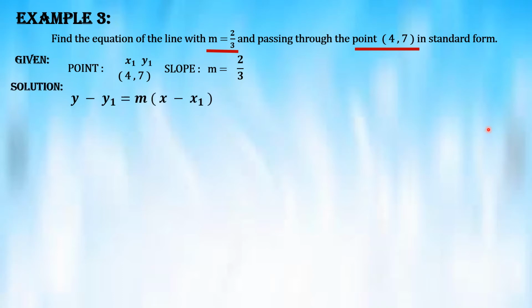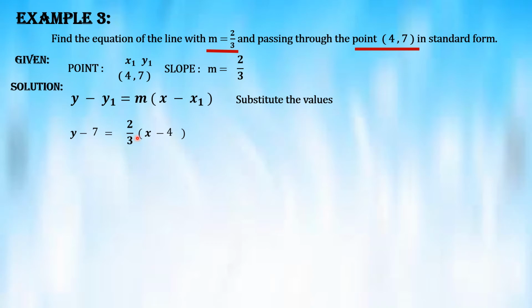So here's our solution. So of course, our formula. So, substitute lang natin yung mga values doon sa formula. So, we have now y minus, ang y sub 1 natin is 7. Then, yung m natin is 2/3. And then, yung x sub 1 natin is positive 4. Okay? So, next, tignan kung may magkatabi na negative. So, kung wala naman, i-proceed na tayo.